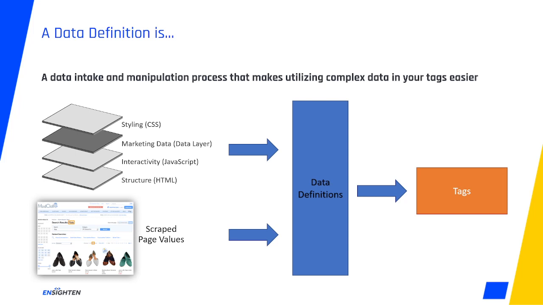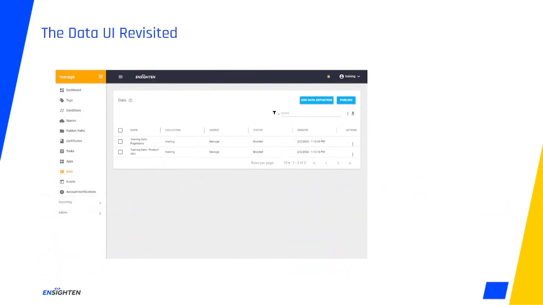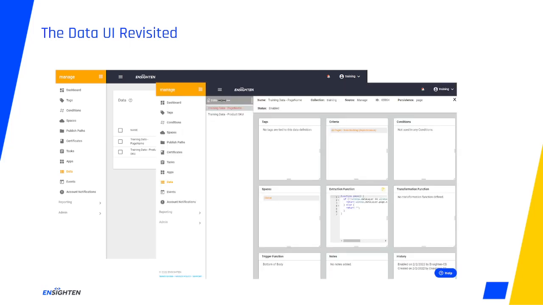Before I get going, I do want to caution that the creation and handling of data definitions is something of an advanced topic. A good foundation in JavaScript and HTML is a boon in advanced configuration scenarios. Let's start in the UI, and we'll build up to the use case where the benefits become clear. You'll see the normal search and sort options are present as they were in the tags and conditions. In the details view, you'll find the extraction, transformation, and trigger boxes, which I'll explain momentarily, and some familiar boxes like history, conditions, spaces, and tags.